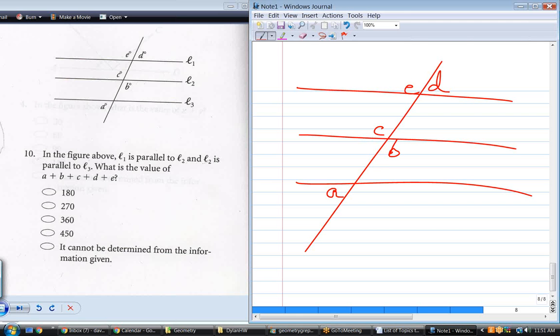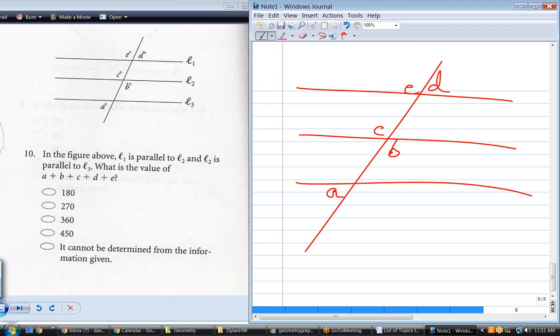So what's the relationship between B and A? The relationship between B and A would be alternate. Oh, no, not that relationship. I want one of the two answers. They're either equal or they're supplementary. Supplementary. Okay, because one's acute, one's obtuse.